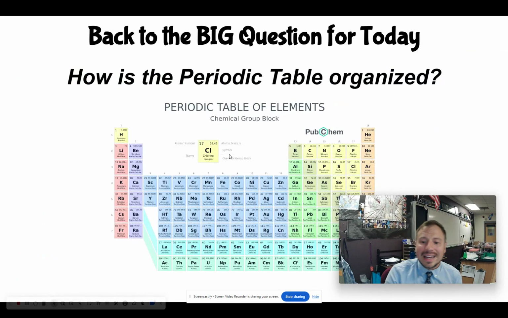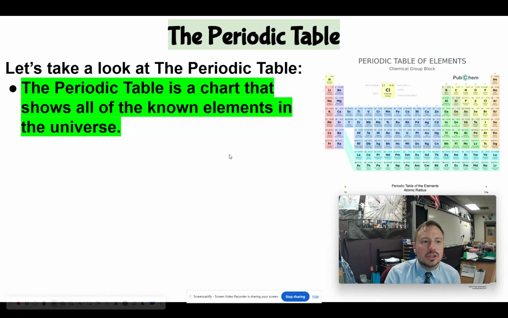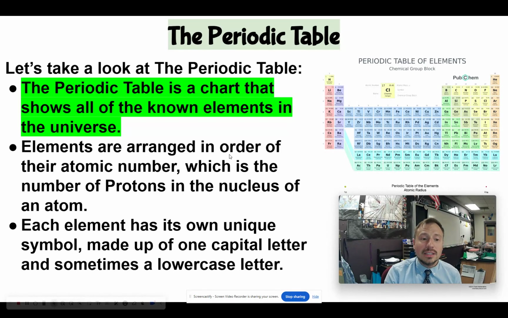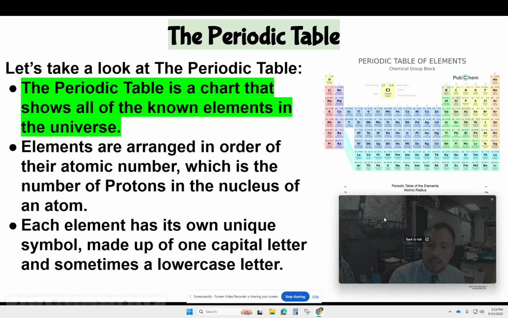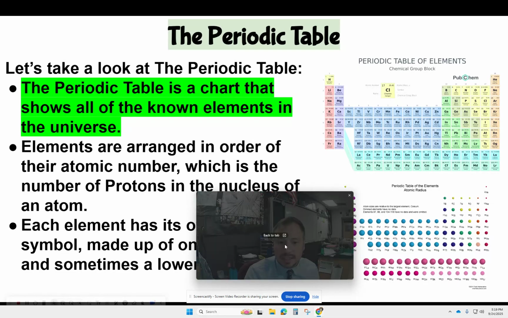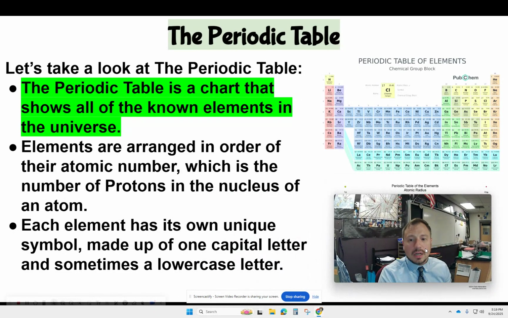So how is the periodic table organized? The periodic table is a chart that shows all of the known elements in the universe. It's arranged by atomic number, that's the number of protons in each atom. You can see this periodic table that I have. It's got a little sample there. That's chlorine. Chlorine is number 17. All chlorine atoms have 17 protons. If it doesn't have those 17 protons, it is not chlorine. And you can see it goes left to right, starting with 1 with hydrogen, all the way down to 118, oganesson.